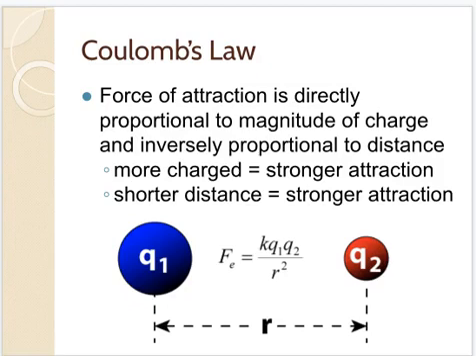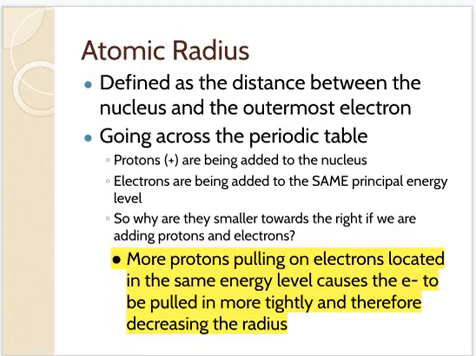So the first one I want to talk about is atomic radius. And atomic radius is how large an atom is. The definition's up here, defined as the distance between the nucleus, which is the center, and the outermost electron, right? So again, that's the middle, or the nucleus, to its outermost electron. So a smaller atom has its electrons closer to the nucleus. A larger atom has its electrons further away.